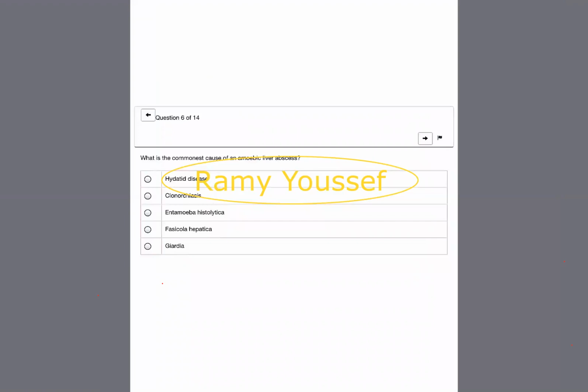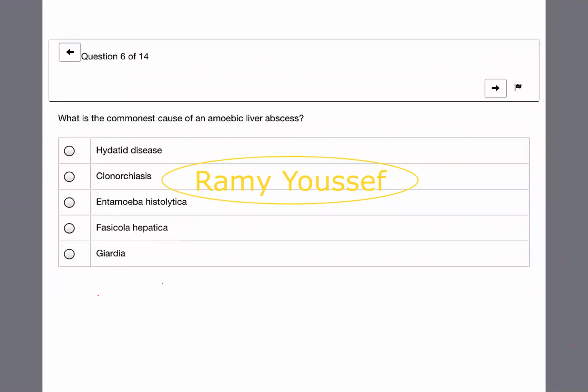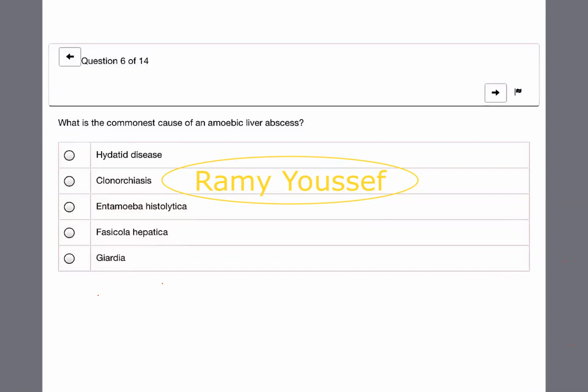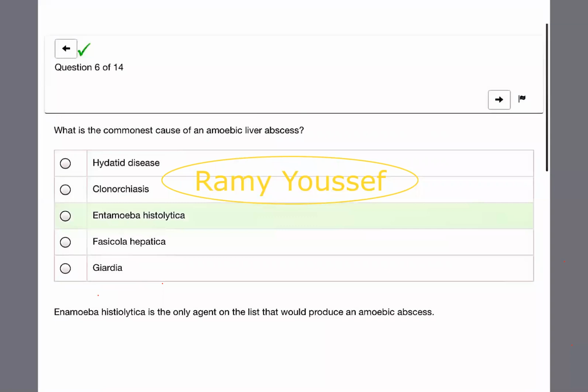Okay, Dr. Ali. What is the most common cause of amoebic liver abscess? Hydatid cyst, clonorchiasis, Entamoeba histolytica, Fasciola hepatica, Giardia. Entamoeba histolytica. I think it's a crazy question. Amoebic liver abscess would surely be Entamoeba histolytica. I think it's more than easy.